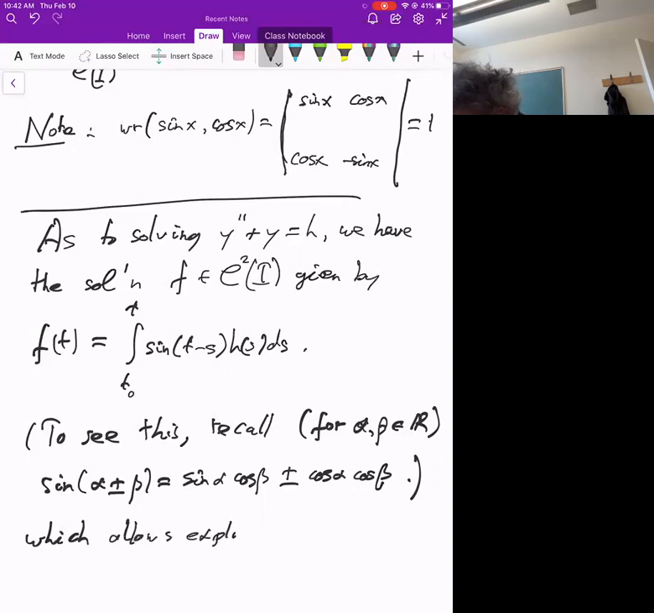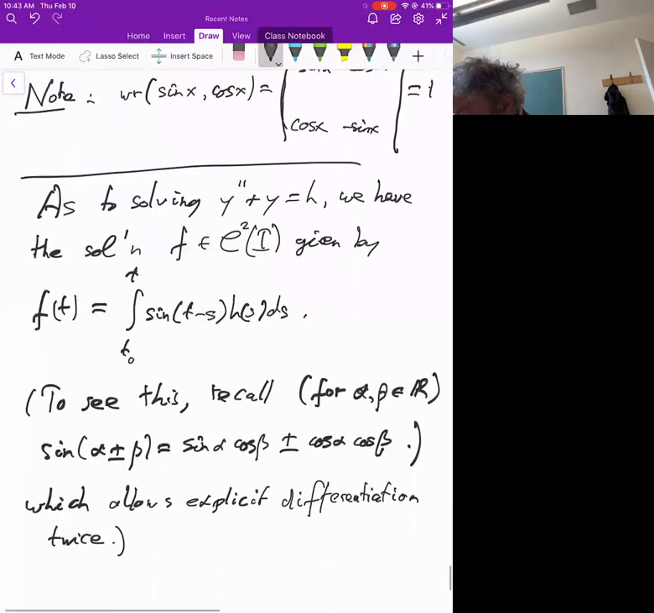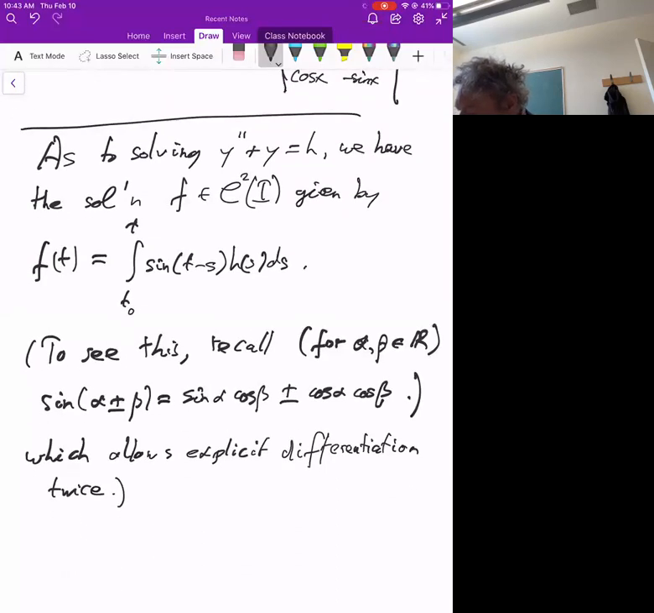which allows explicit differentiation twice. And then you can just plug it in once you have computed the second derivatives, and you will see that you'll end up with h. Okay, so this is actually something that we will heavily use next time.